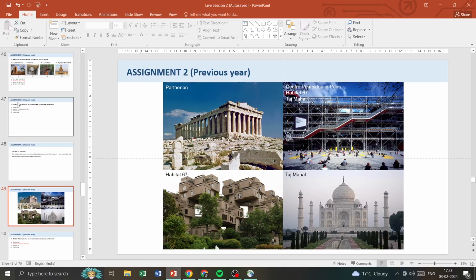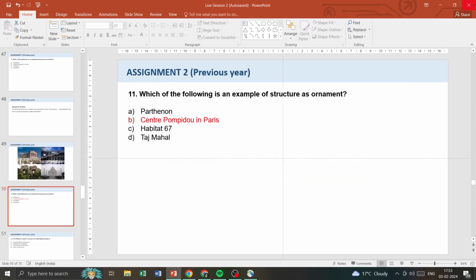The same goes for the Taj Mahal. But when we look at Centre Pompidou in Paris, it is one of the most famous buildings which have exposed services on the outside of the building. They use different colored pipes for different services. They have all the services on the outside, and it has a very different kind of aesthetic. So our answer would be Centre Pompidou in Paris. It's an example of structure as ornament, which means that structure itself is being used as an aesthetic element.